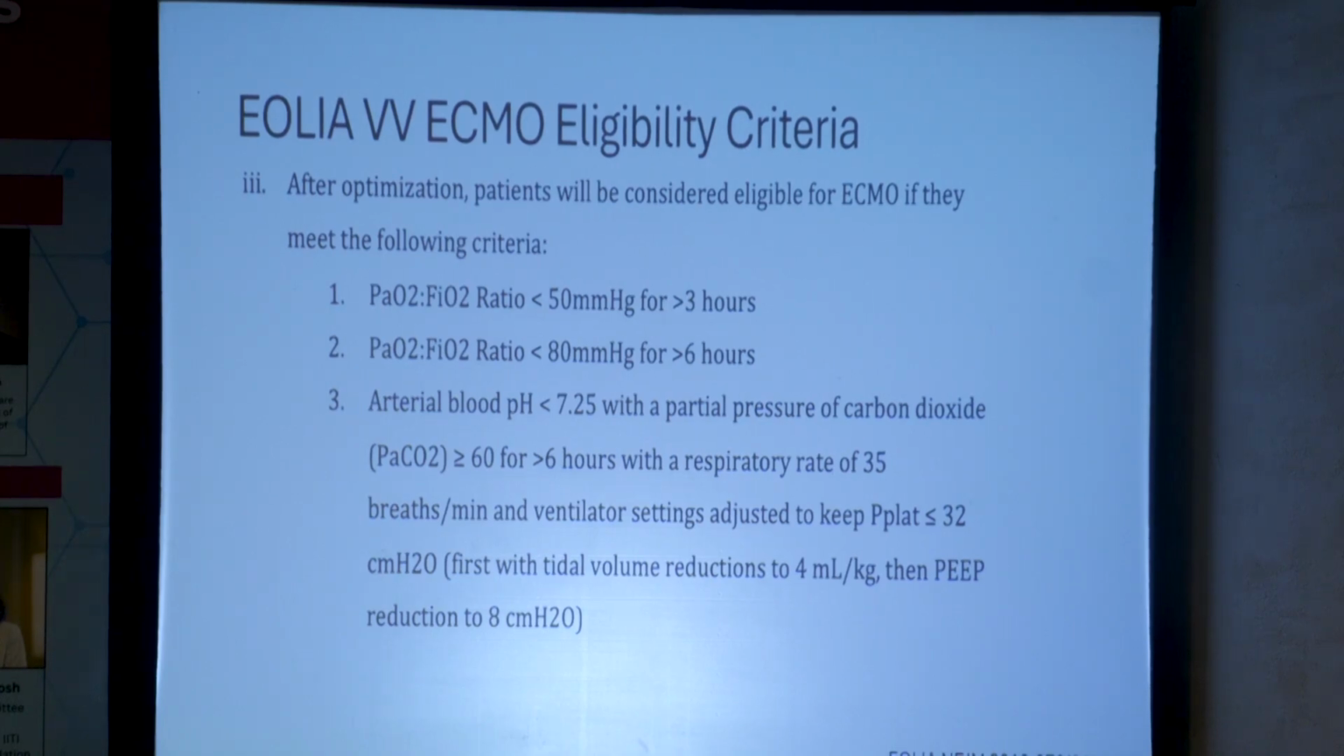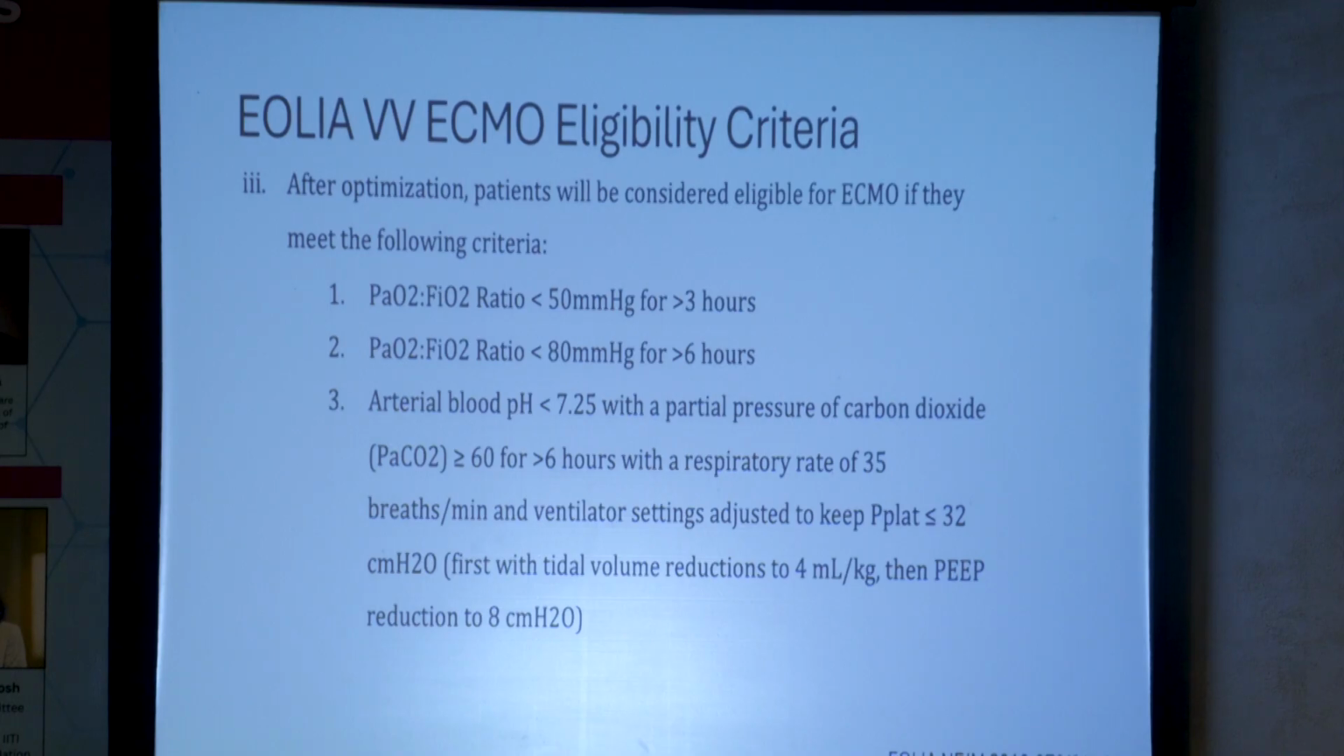The main reason I put it here is because they had very specific eligibility criteria, which, because this is the largest RCT, largely have become the eligibility criteria in guidelines. That P to F ratio less than 50 for greater than 3 hours or less than 80 for greater than 6 hours is what was in the ELSO guidelines as well. And it shows you that they do want to give you not days or weeks, but hours to work on the patient and see if the gas exchange abnormalities are treatable or improvable with less invasive technologies.